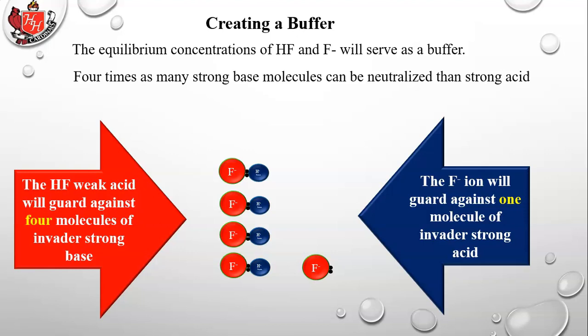Over on the right side, you only have 1 fluoride ion. It's going to guard against an acid. It's going to accept the proton from a strong acid and neutralize it. So the F minus ion will guard against 1 molecule of invader strong acid, such as HCl. But the thing is, for a buffer, we would like these numbers to be equal. We would like to guard just as much against a strong acid as a strong base. So we somehow need to add more of the fluoride ions, the F minus, so that they equal the number of hydrofluoric acids. So how can we do that? How can we create more fluoride ions?